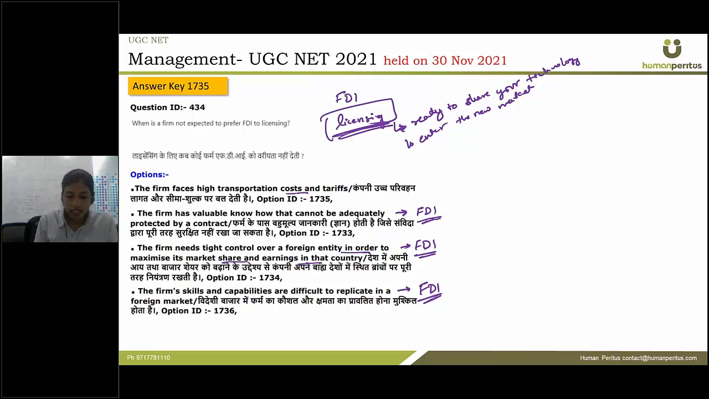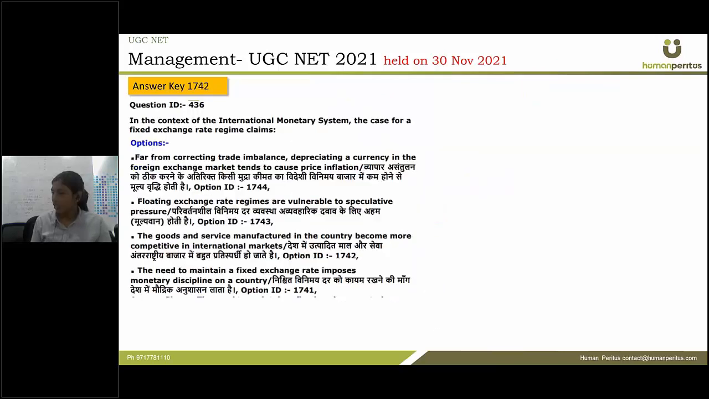Next is the firm faces high transportation cost and tariff. If the firm has FDI, that means they will have all the control, and if they have all the control, then they will have all the revenues and they will also have to bear all the expenses. So if in that particular country there are high transportation costs and tariffs, then they will prefer licensing, because in licensing, when you provide the license to someone, they have to bear that cost, and in the case of FDI, you have to bear that cost. So that's why this is the correct option.